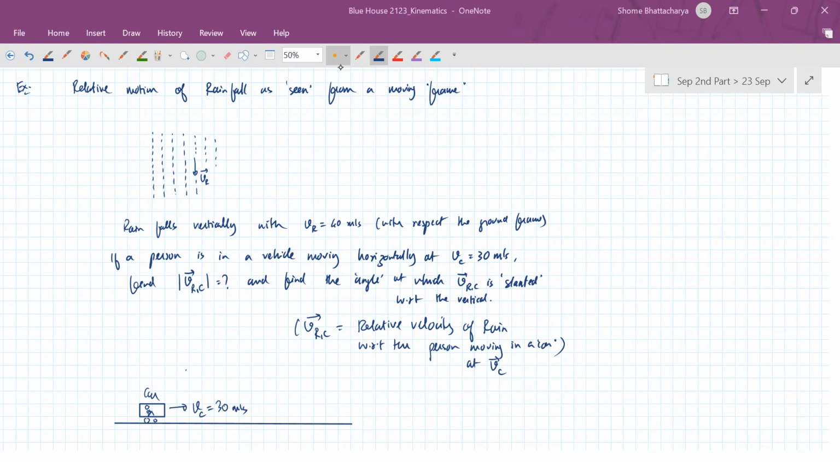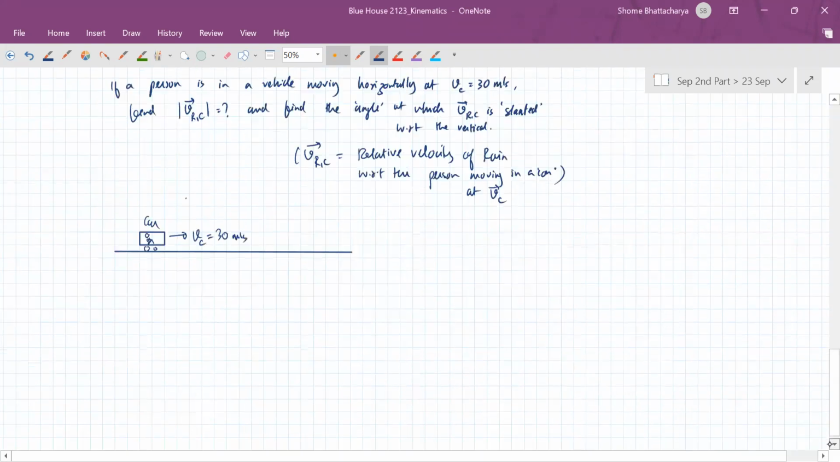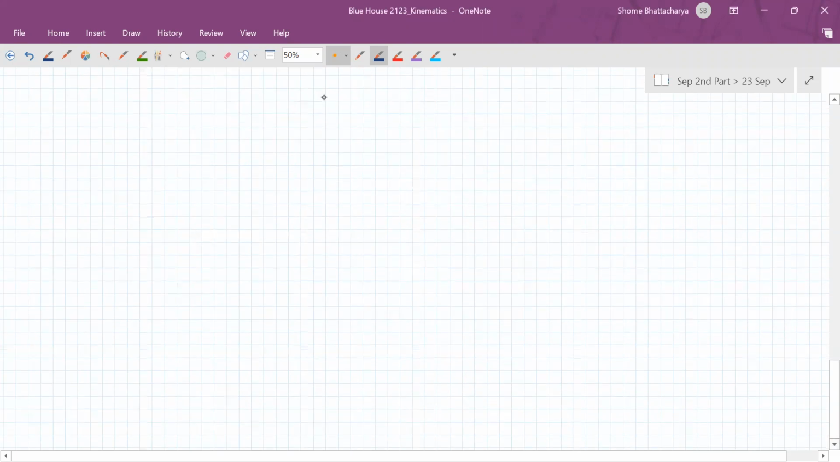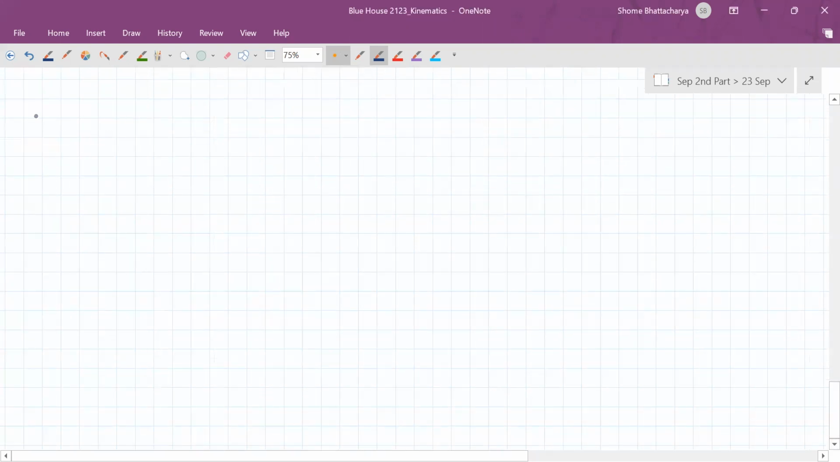Yes, Jinendra, your answer is correct for the relative velocity's angle also. So there are a couple of ways we can do this. One is we can just understand this using vector algebra. If we take our y-axis to be vertical and x horizontal, so the car is moving like this.